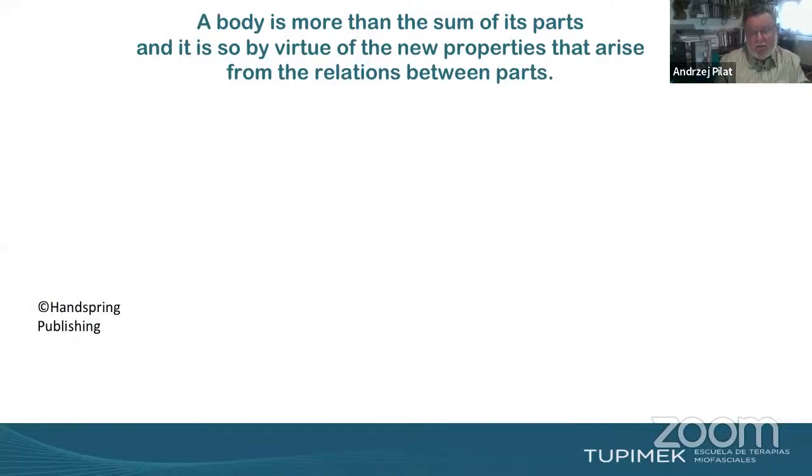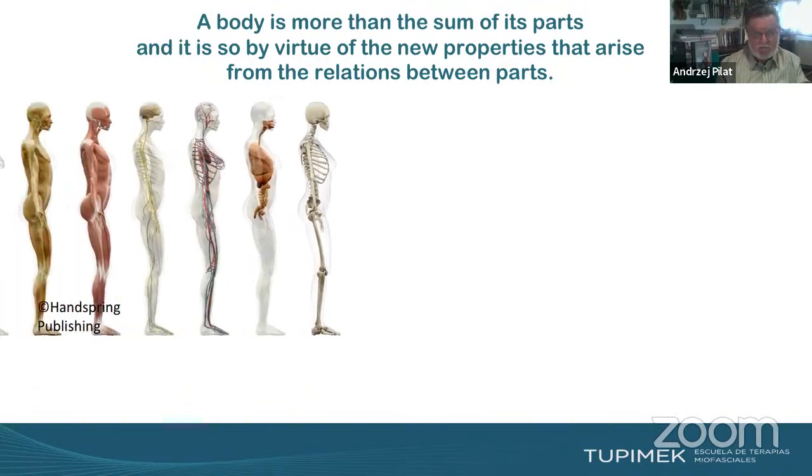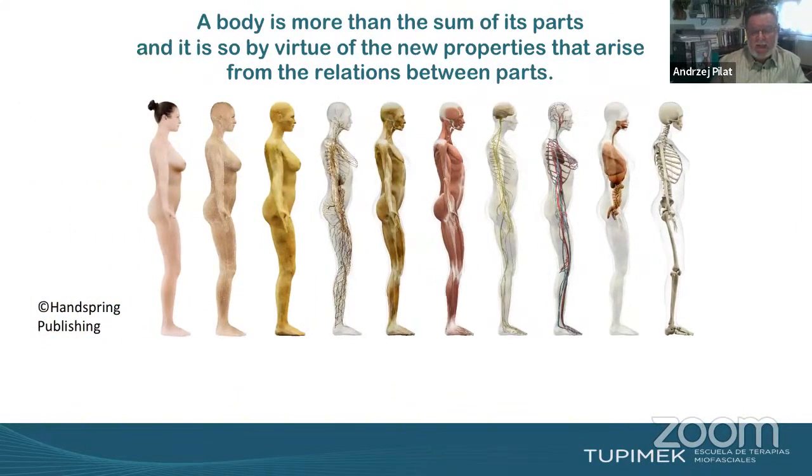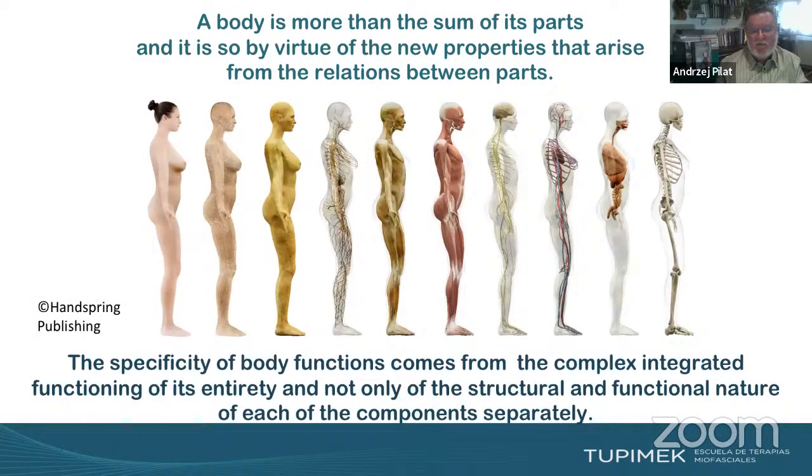So one of the definitions or conclusions that we have at this time: a body is more than the sum of its parts, and it is so by virtue of the new properties that arise from the relations between parts. This is again the picture from the new book, and I think that we can conclude the specificity of body function comes from the complex integrated functioning of its entirety, and not only of the structural and functional nature of each of the components separately. So the conclusion is we need to see our whole body, not just the one segment.